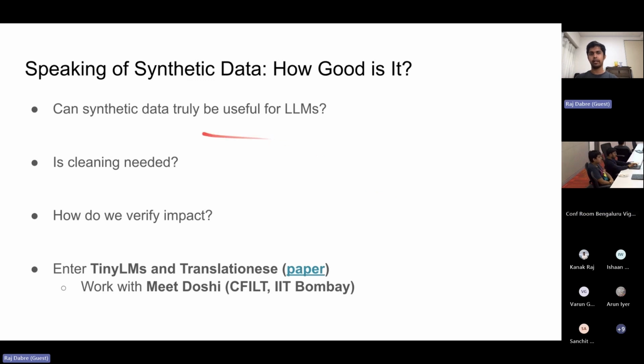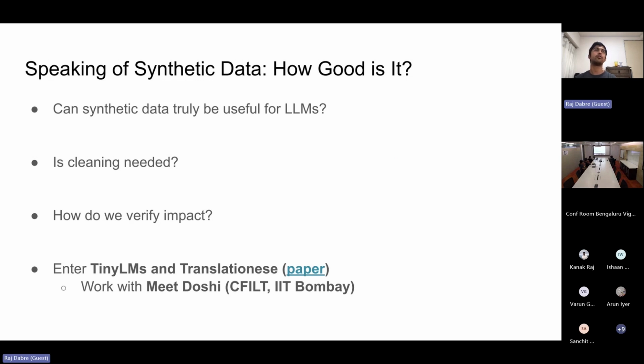First of all, the questions will be, can synthetic data truly be useful for LLMs? Is cleaning needed? And how do we verify the impact of synthetic data? This is where tiny LLMs and translationese data will help you. This work was done with Meet Doshi of IIT Bombay. And this is one work that I'm really very happy and interested in, because it answers a lot of interesting questions about the utility of machine translation.